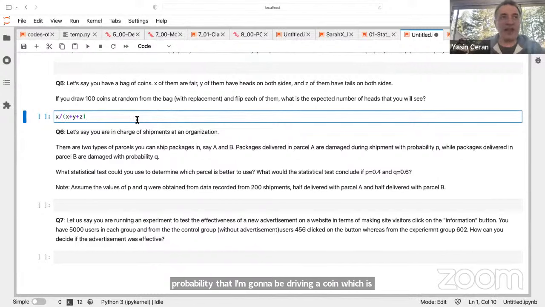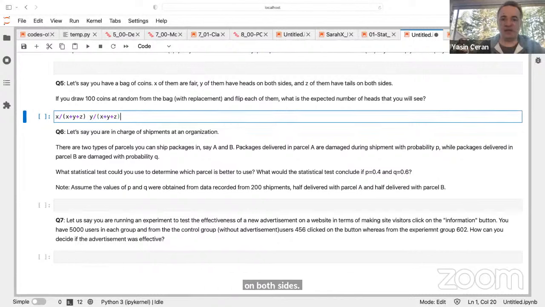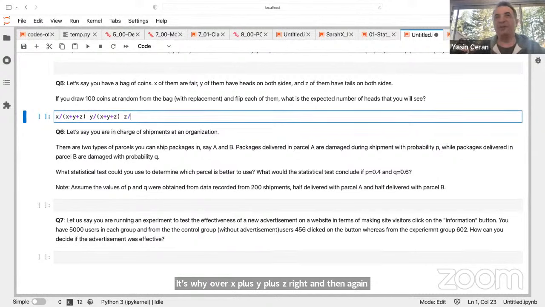Fair. So the same goes for the other ones. The probability that I'm going to draw one of those coins which have heads on both sides is Y over X plus Y plus Z, right? And then the probability that I'm going to pick one of those coins which have tails on both sides is Z over X plus Y plus Z.